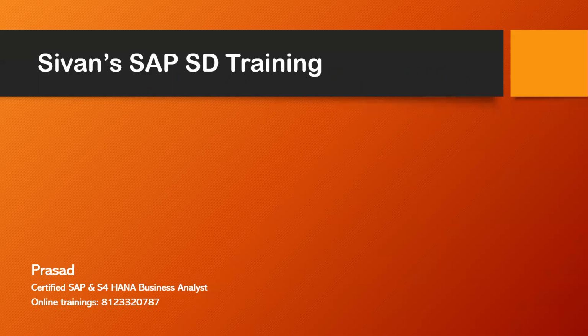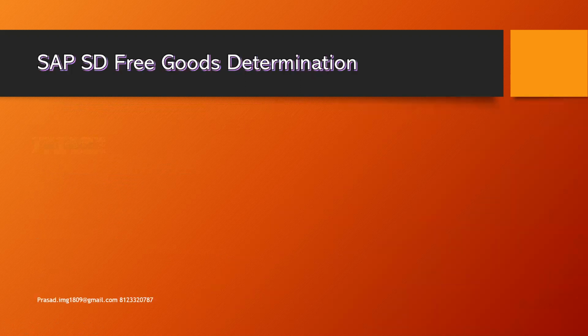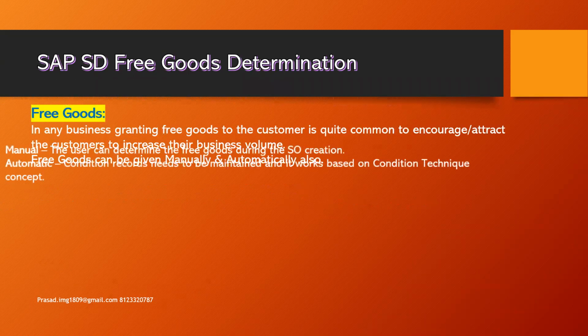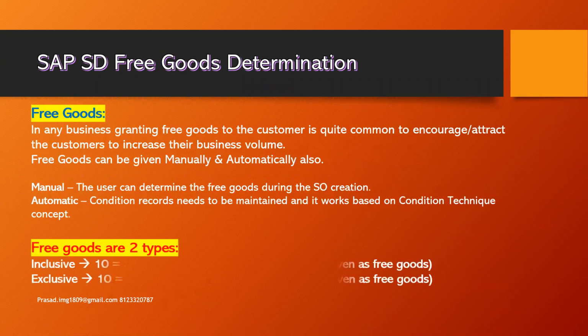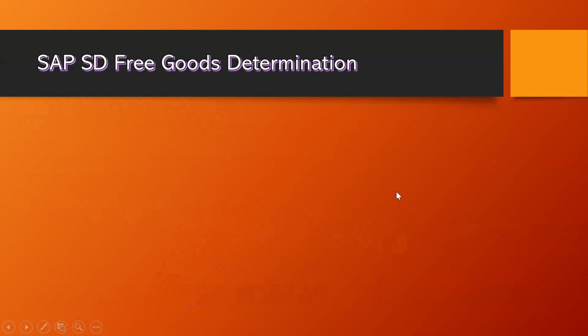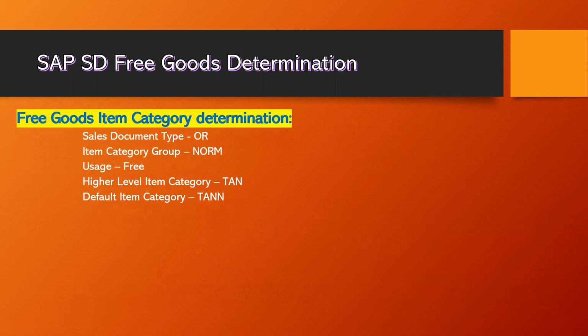So this is the complete free goods determination. I have given complete information about how the free goods will be determined in the sales order, manually and automatically. Free goods can be determined manually as well as automatically, and we have seen both scenarios. There are two types: inclusive free goods and exclusive free goods. Free goods works based on the condition technique concept, and we need to activate the free goods determination by the sales area, based on the screen print. I'm just revising it for the benefit of better understanding.